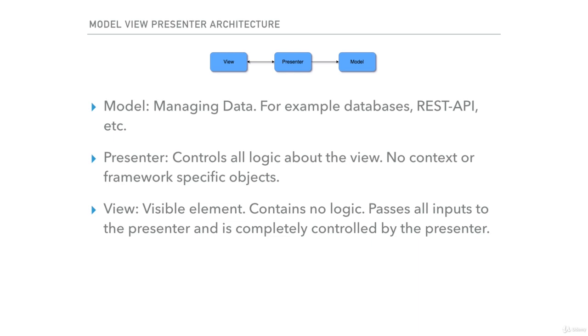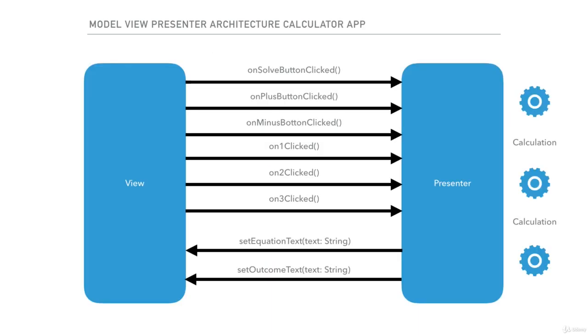And the view is the actual visible element. It contains no logic, it has no brain. It just passes all inputs to the presenter and is completely controlled by the presenter. So in our case here, we don't have a model like I already told you, so we are just working with the view and the presenter.